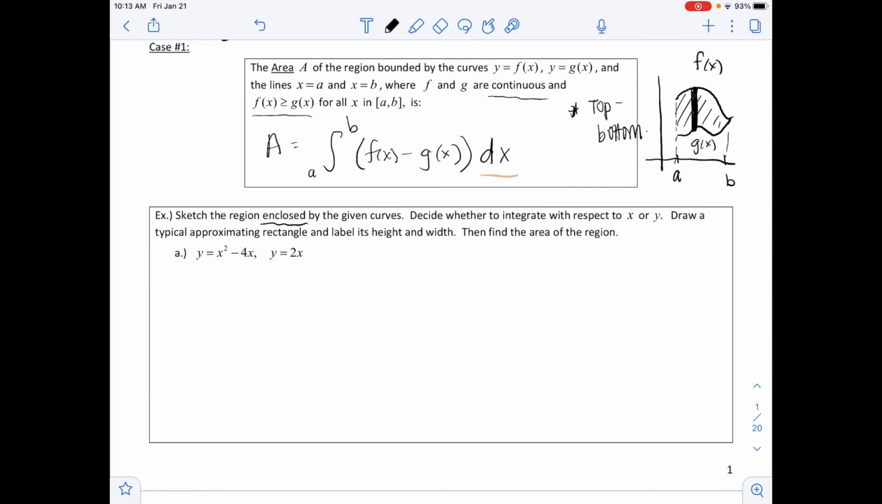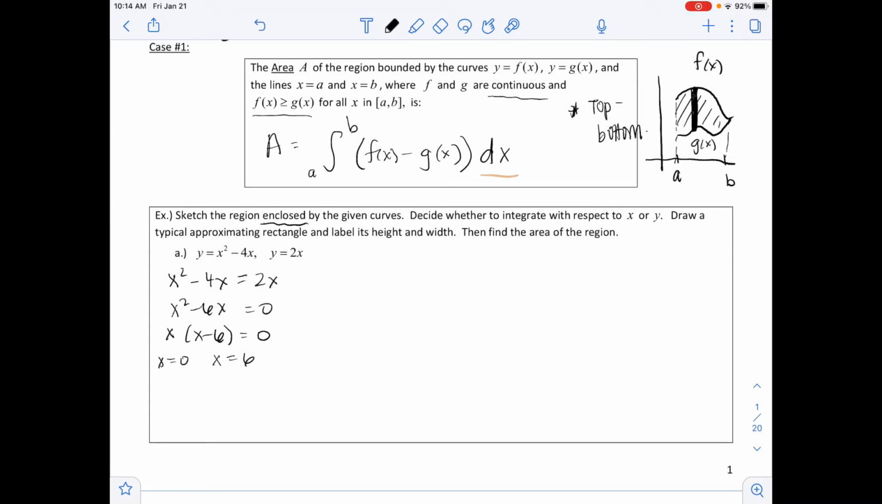And so since it's enclosed by, that's going to be where those two graphs intersect. And so I'm going to go ahead and set these two equations equal to each other. So we have x squared minus 4x equal to 2x, and that would be where they intersect, and that would be that enclosed region. Solving this, I'm going to subtract the 2x, and then I can factor out an x. And then I get values of 0 and 6. So these are the two values that I know that I need to be integrating between.